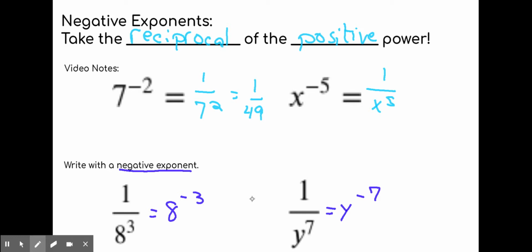Now the math rule is that an expression is not simplified if there are negative exponents. Okay, so you always want to fix the negative exponents, but if they ask you to go backwards, then you know how to do it.